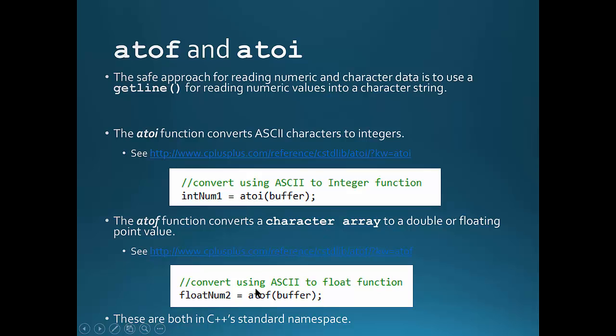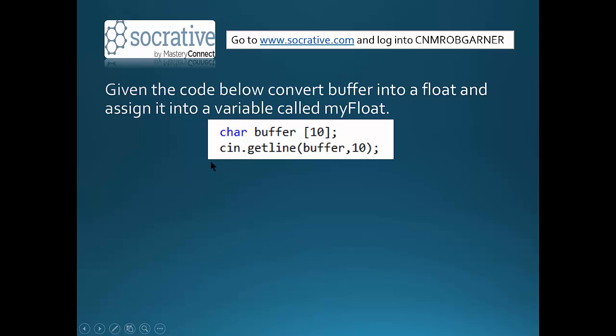You can also have ATOF, which will convert it to a float, and there's also an ATOD, which will convert the buffer to a double. So given the code below, convert the buffer into a float and assign it into a variable called myFloat. So pause the video, think of the answer, and then hit continue.